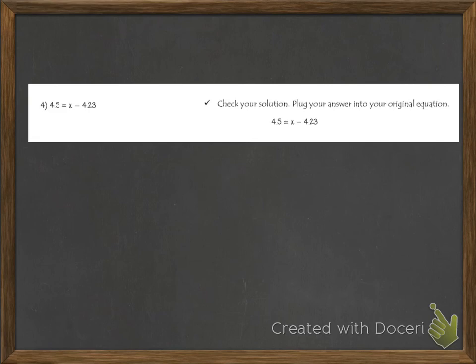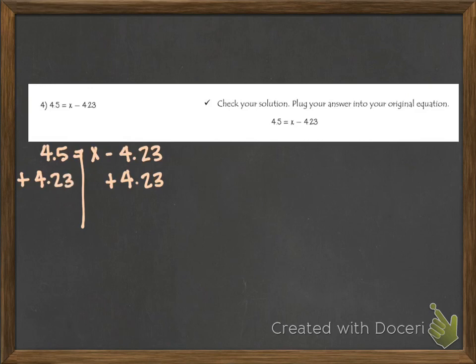The last one is a decimal. We have 4.5 equals x minus 4.23. Even though it's a decimal, we solve the exact same way. For x minus 4.23, the operation is subtraction. Therefore, we use the inverse operation, which is to add on both sides. In this case, we are adding the number that's next to the variable, which is 4.23, so that we can isolate the variable. So negative 4.23 plus 4.23 becomes 0, leaving x by itself.